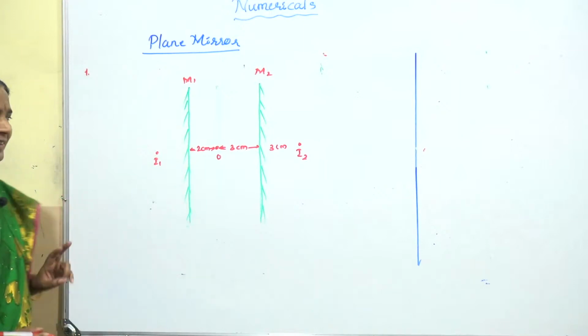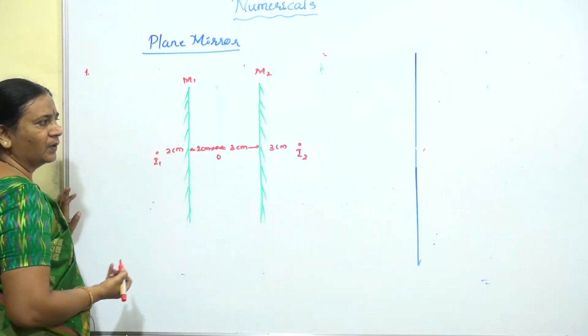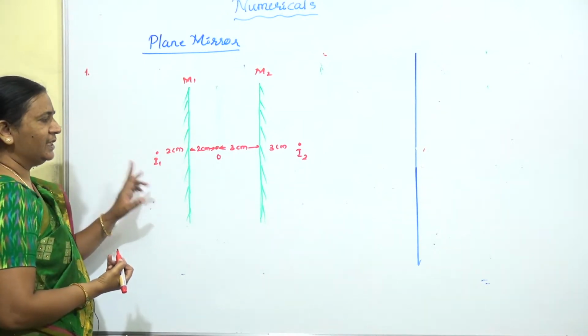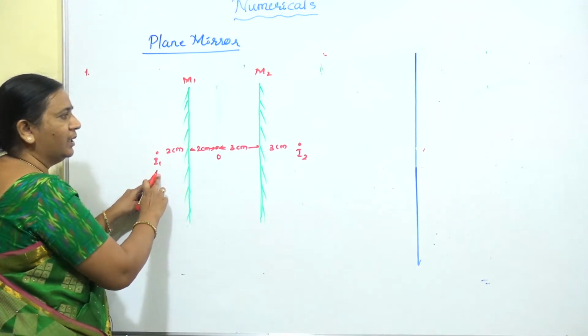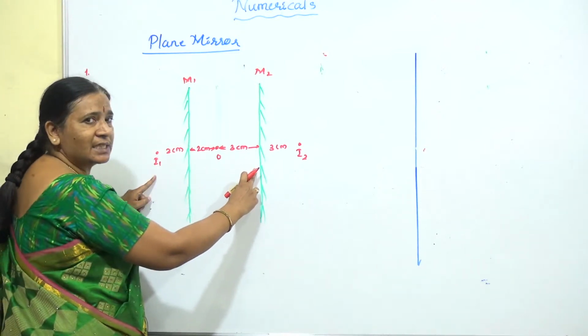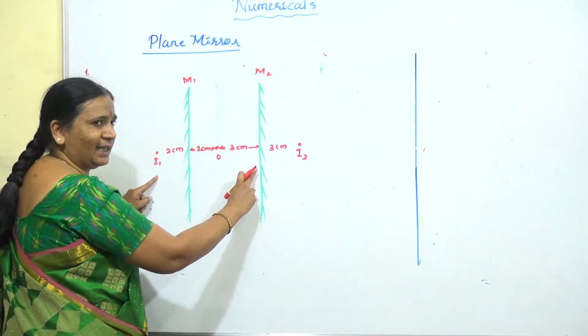Just 2 minutes. 3 centimeter and this will be what? 2 centimeter. Now, this became the first image formed by the other. Now this acts as what? Virtual object for the second. Listen carefully. This acts as virtual object for the second mirror, children.